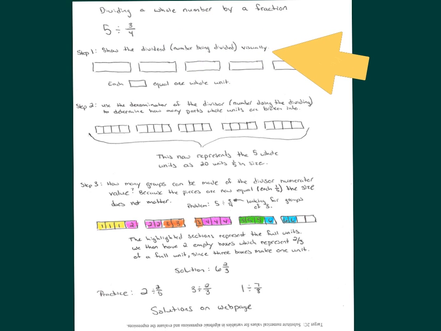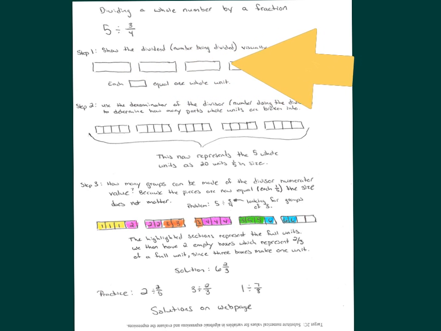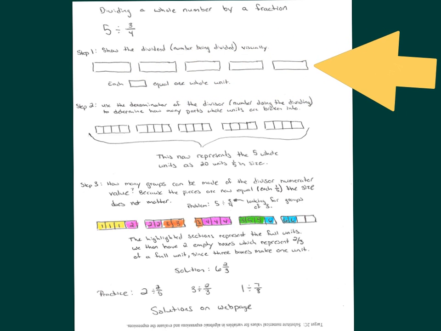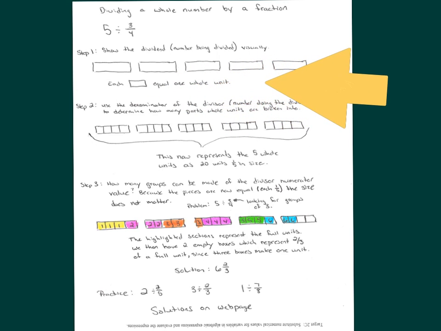The first thing that we want to look at is this idea right here. Step 1, show the dividend. This is the number that's being divided, visually. So this is my 5 right here. That's my dividend. You can see I have 1, 2, 3, 4, 5 complete boxes where each one of those boxes equals one whole unit.